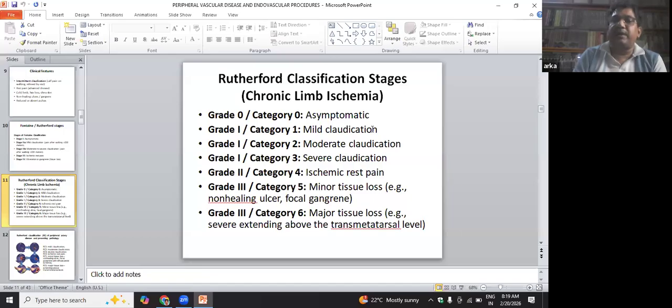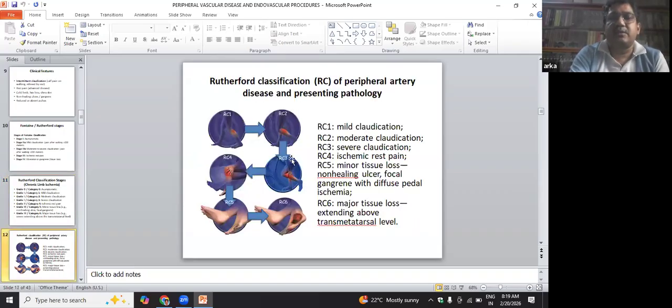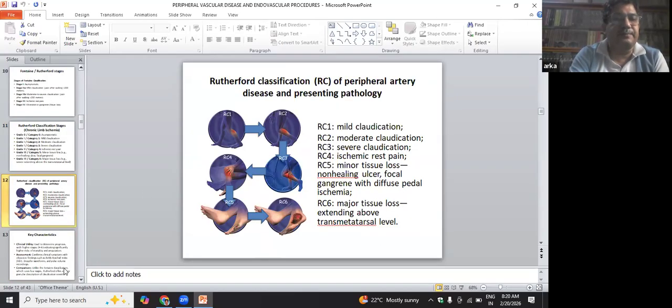These are according to the claudication distance. Number 2 is ABPI and treadmill. These are the three things which are taken into consideration while we are going for Rutherford stages. So this is the picture of the pathology for the patient: mild claudication, moderate claudication, severe, minor tissue loss, non-healing ulcer, and major tissue loss. So this is the picture.